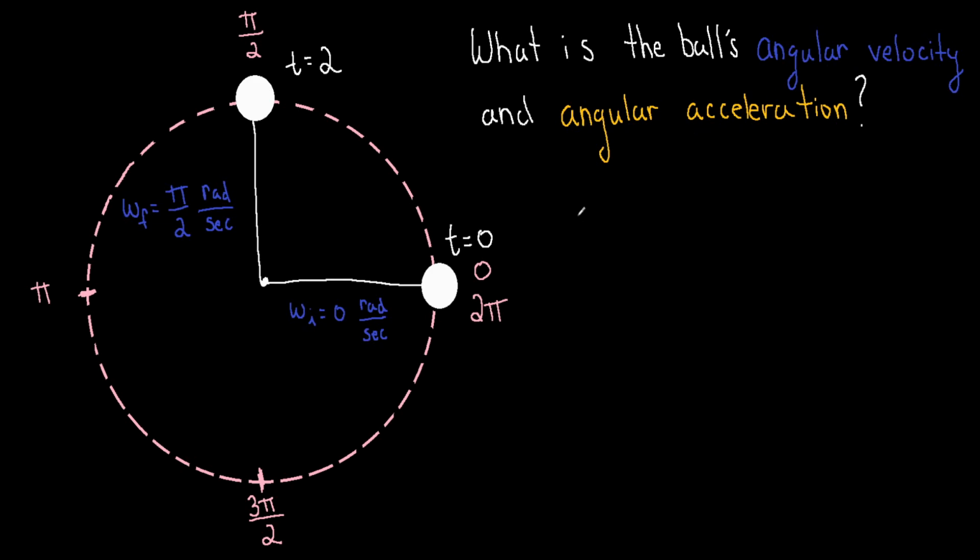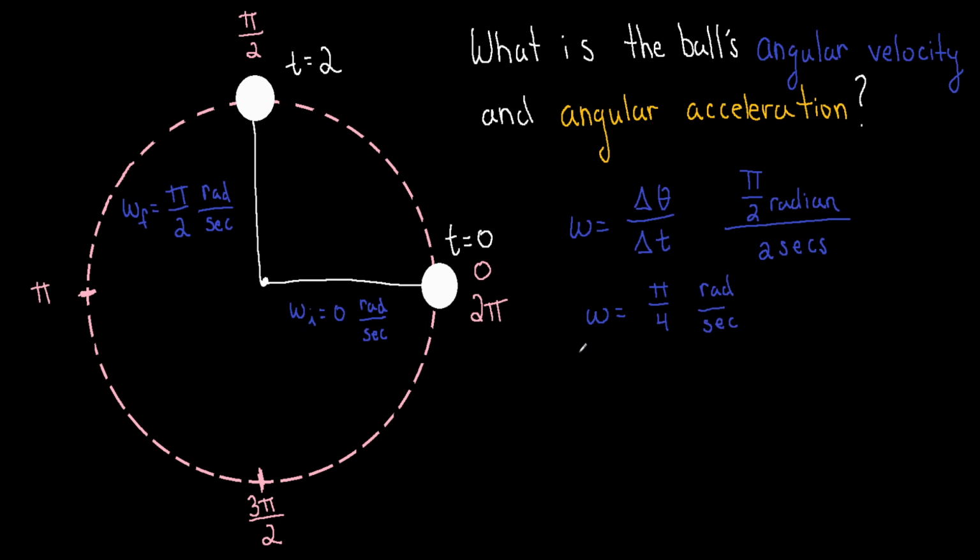Well, we know from the lecture that the angular velocity's formula is omega equals our angular displacement divided by a change in time. And just by looking at our diagram, we know that our angular displacement is going to be pi over 2 radians. And we know that our change in time is going to be 2 seconds. So our angular velocity is going to be pi over 4 radians per second.